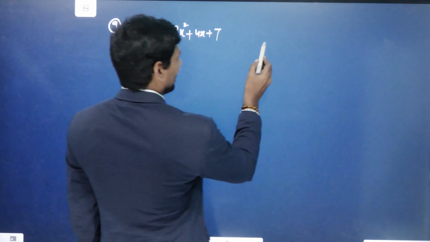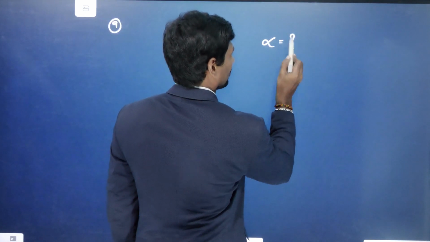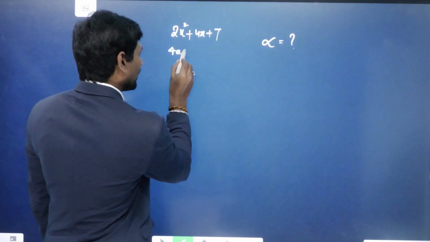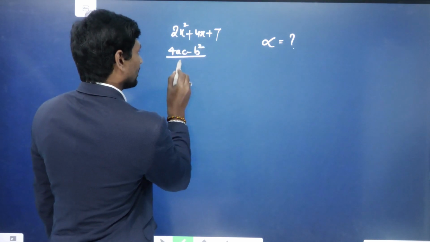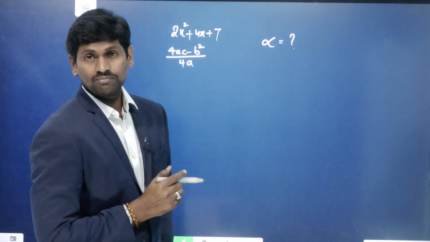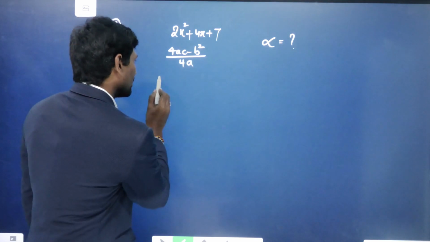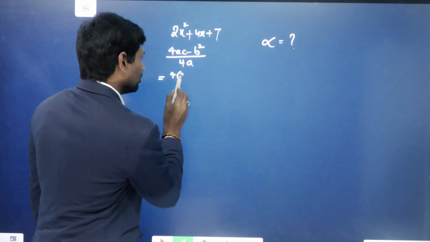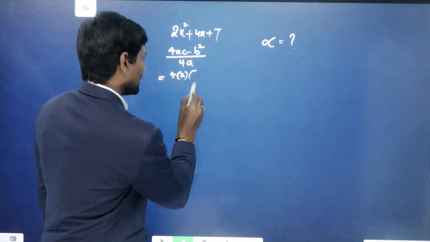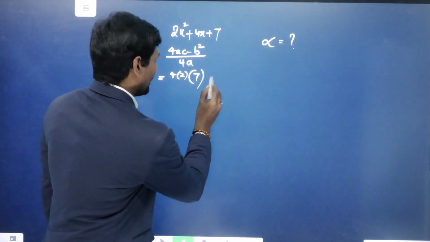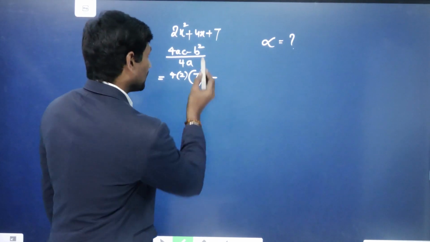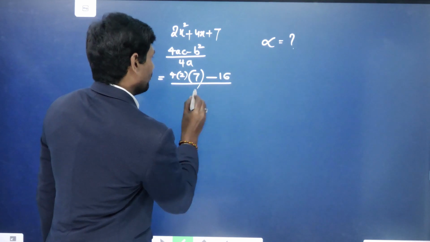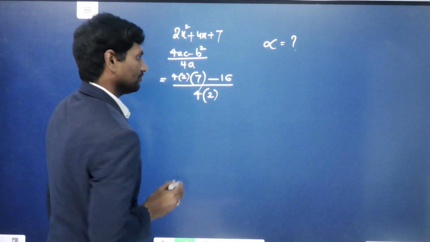For this, alpha is nothing but the point where the minimum occurs, and what is the minimum value formula? 4ac minus b square by 4a. Like the previous one, the same formula is used for minimum or maximum, depending on the parabola. 4 into the a value 2 and the c value 7, minus b square. b is 4, the x coefficient. 4 square is 16 by 4 into the a value 2.